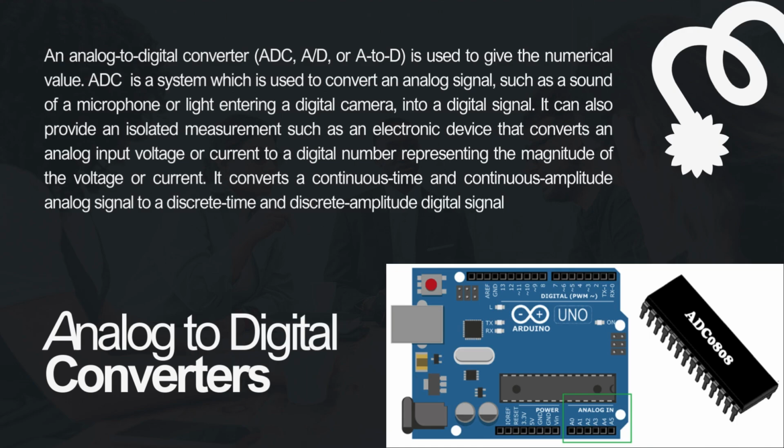It can also provide an isolated measurement, such as an electronic device that converts an analog input voltage or current to a digital number representing the magnitude of the voltage or current. It converts a continuous time and continuous amplitude analog signal to a discrete time and discrete amplitude digital signal.